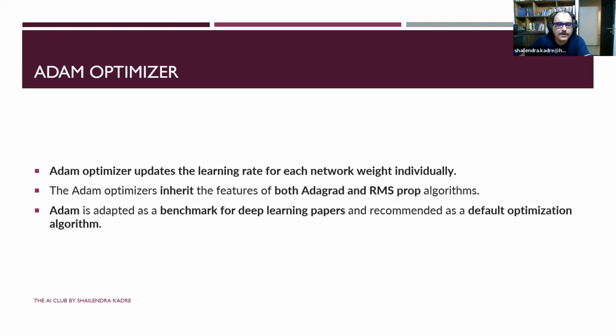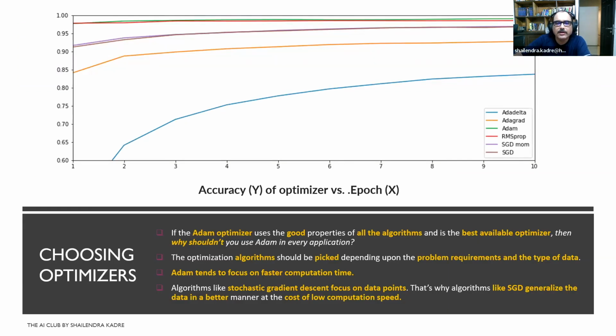Then this is a simple plot with the same problem plotted with different optimizers: SGD with momentum, RMSProp, ADAM, AdaGrad, and AdaDelta. AdaDelta is another optimizer which we have not discussed in detail. What the author is trying to show here is that ADAM is green, right? So the green curve is shown on the top, one of the best performers. That's what is being shown here with the help of this plot.